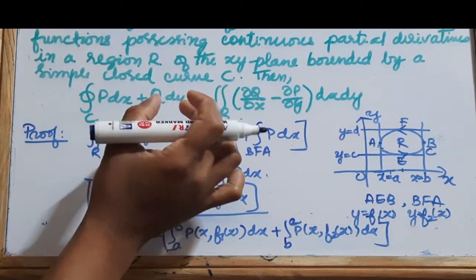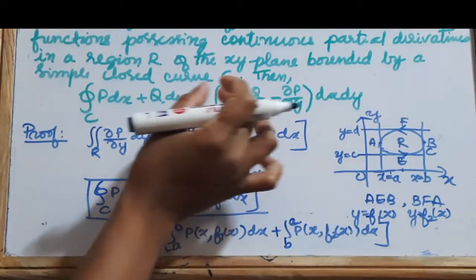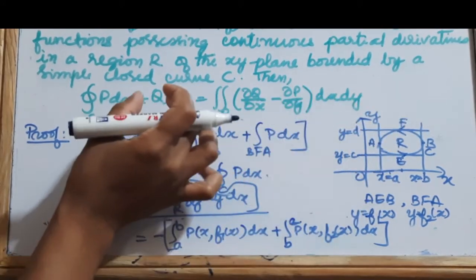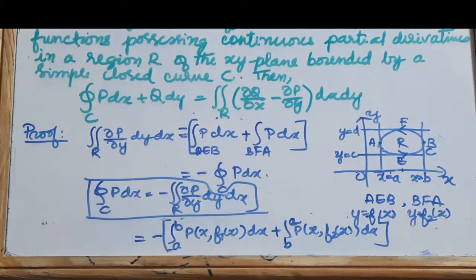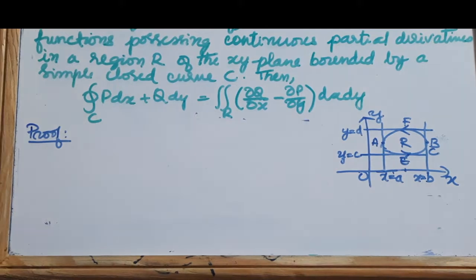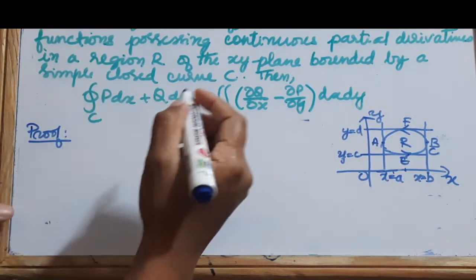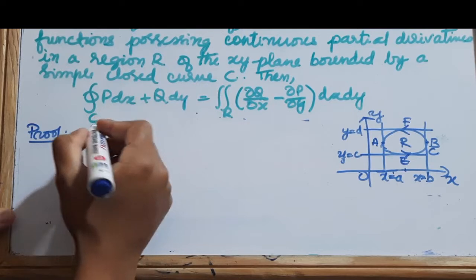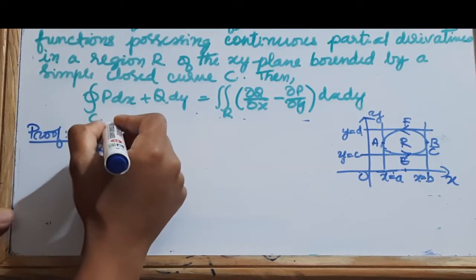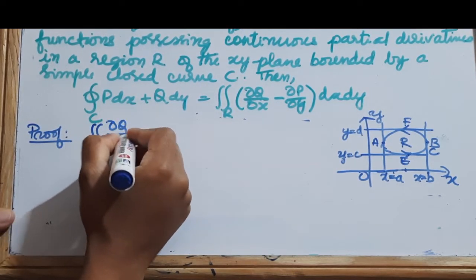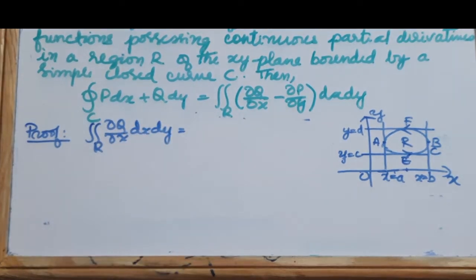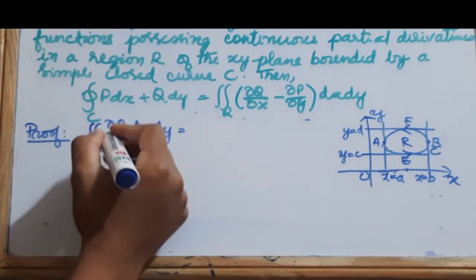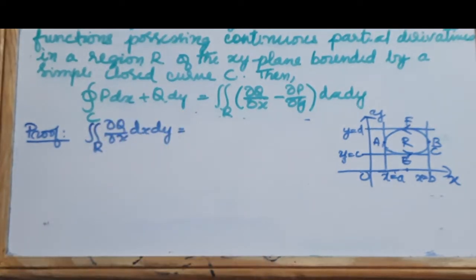So next what should I do? I should take this integral and I should show that the first part here is equal to the second part of the integral here, so that when I combine both the parts, I will get this equivalence. So we'll do that now. I should start with the first part here, double integral over R of dou Q by dou x dx dy. Okay, and to do this now, my first integral is with respect to x and then with respect to y.